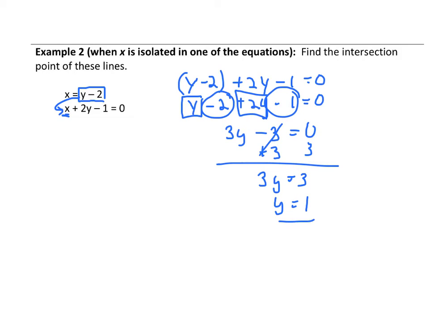Now I have the y, but I need the x. So I'm just going to do this equation. You can do either one, it doesn't matter. So x is equal to y minus 2, and y is 1. So that means x is equal to negative 1. So now I have a solution to the system of equations, an ordered pair, and this is where those two lines intersect. All right, one last example.